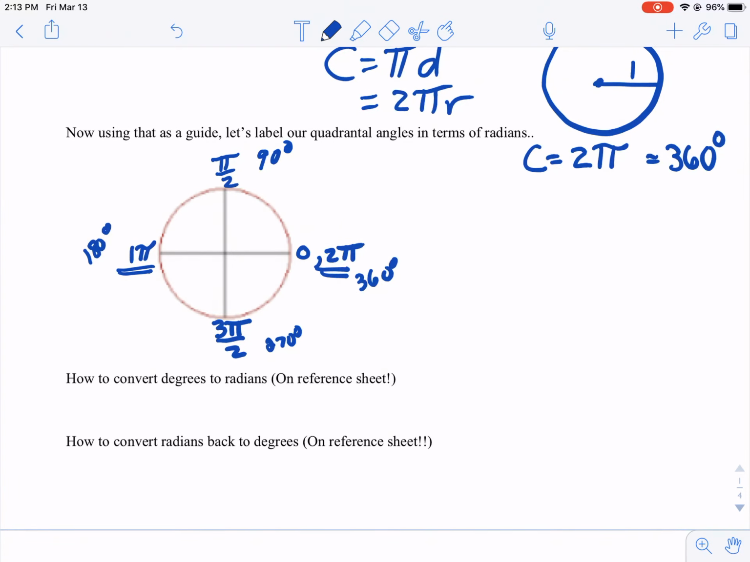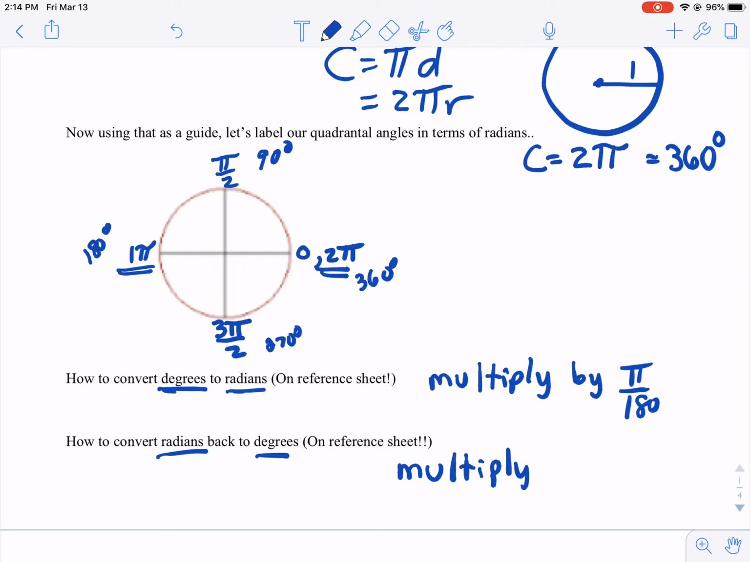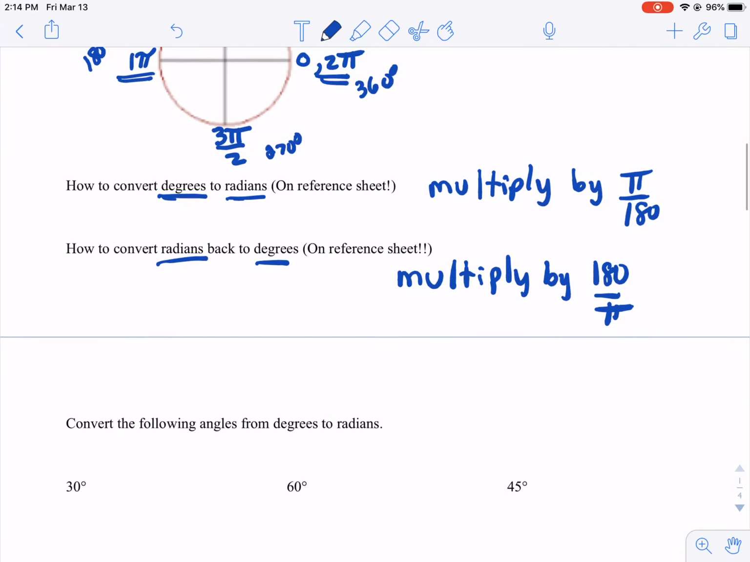So the big thing with today's lesson is to learn how to convert degrees into radian measure and back again. These formulas are in fact on the reference sheet that you are given for the Regents exam. Doesn't hurt to know them anyway, but if you are going to convert degrees to radians, you are going to multiply by pi over 180. And if you're going to convert radians back to degrees, you're going to multiply by the reciprocal, 180 over pi. It's that easy. Let's practice.